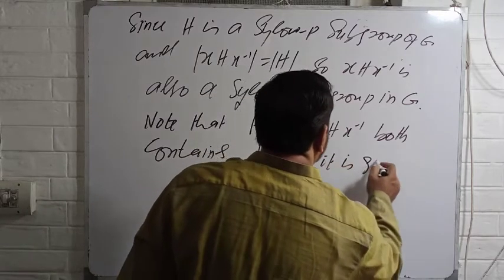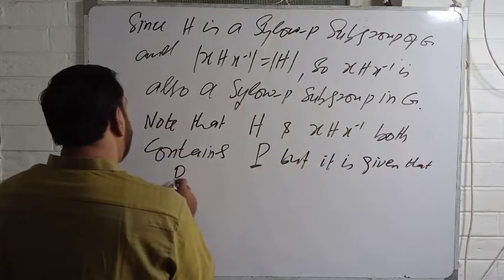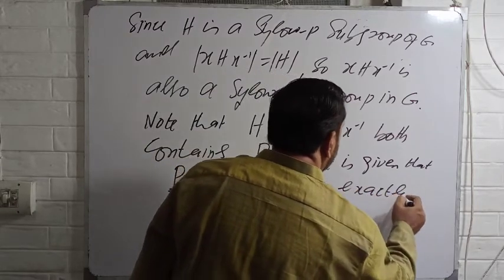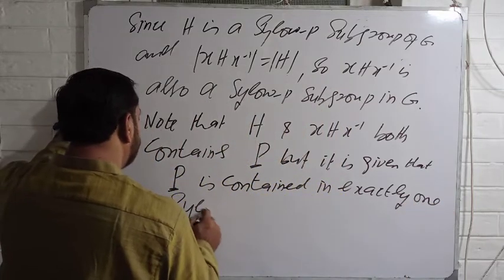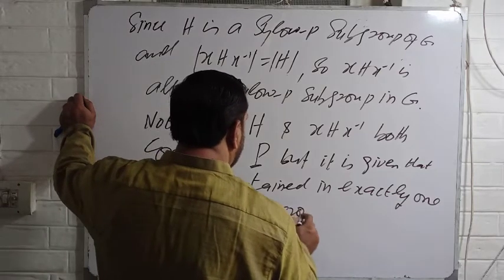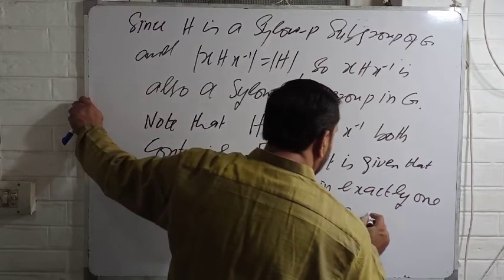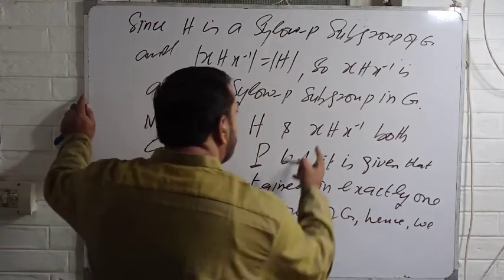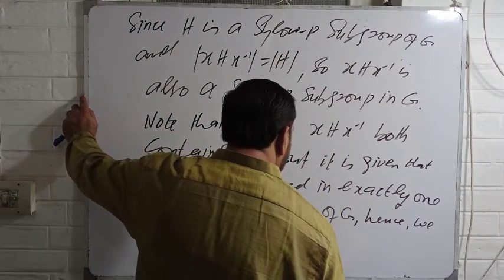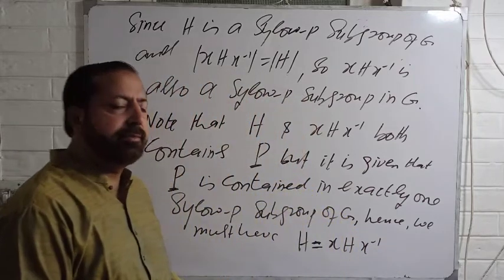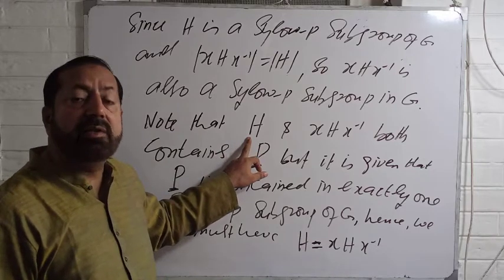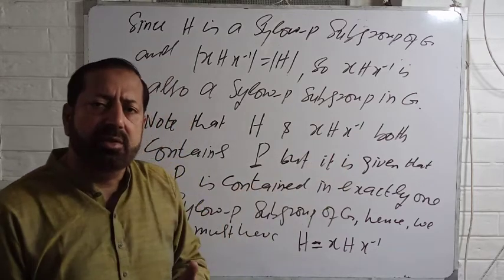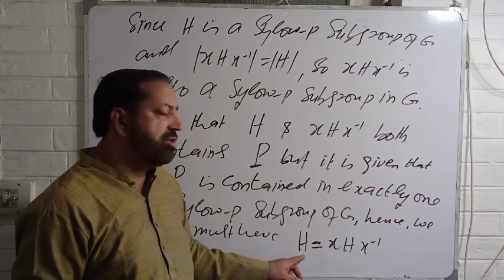But it is given that P is contained in exactly one Sylow-p subgroup of G. Hence, we must have both equal: H is equal to xHx inverse. Look at this. It is given that P is contained in exactly one Sylow-p subgroup H. And also you have shown that P is contained in this and this is also a Sylow-p subgroup. So to retain the given condition, you must have the equality between these two. So H is equal to xHx inverse.